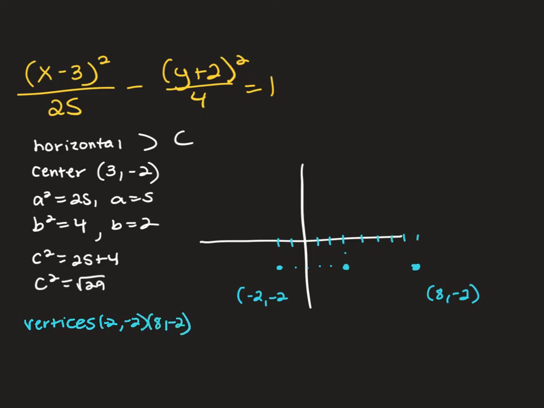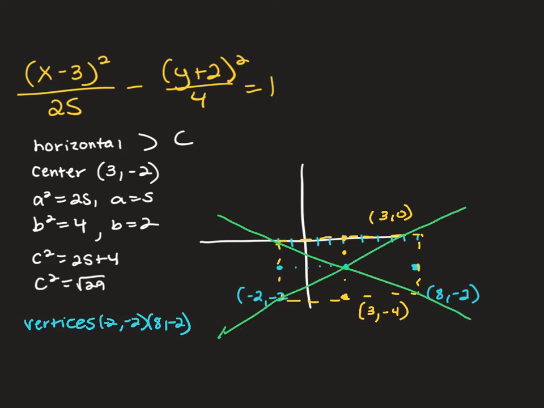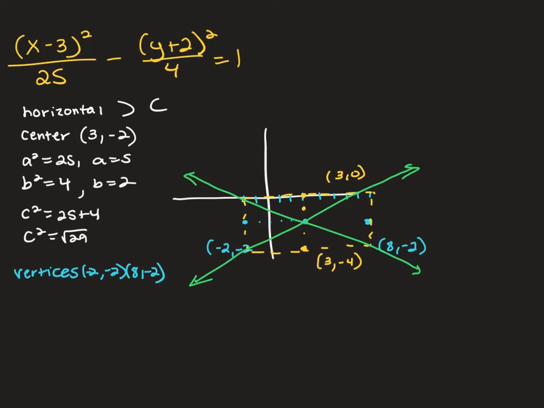The b is 2, so I'm going to go up 2. That's 3, 0. Down 2. That's 3, negative 4. I'm going to make the little box that passes through those. Make the asymptotes that pass through the corners. And because it's horizontal, I know that it's going to get flanked off the right and the left sides as close to the asymptotes without touching it.